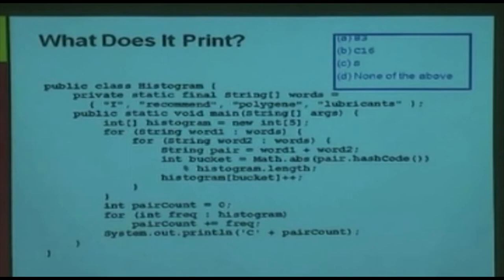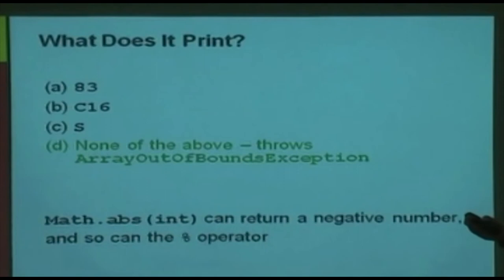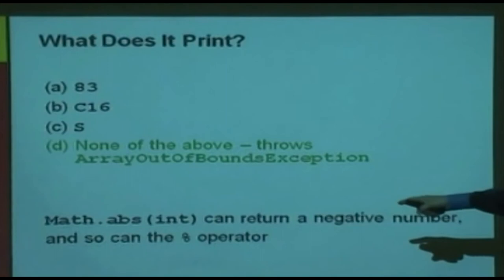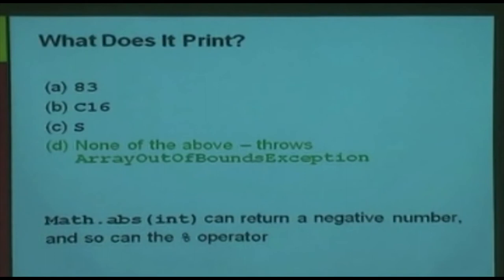But actually, what this does is choice D. Well, we knew that. What do you suppose it actually does? Well, it turns out that it throws an array out of bounds exception. Now, how could it throw an array out of bounds exception? Well, the intuition is that the absolute value function can, under very particular circumstances, return a negative number. And it turns out that so can that mod operator. Remember he said 0 to 4?